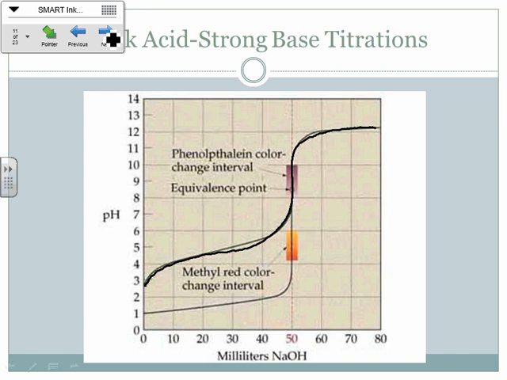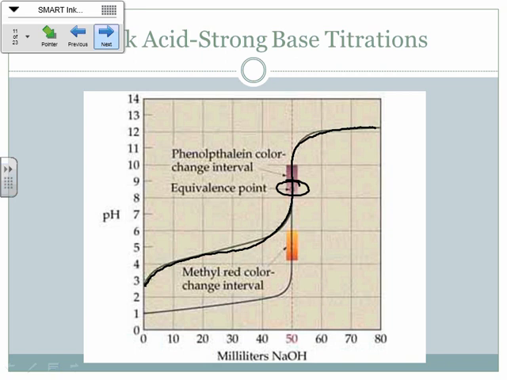The other thing you would notice is that the curve is less drastic. It's less steep here at the equivalence point. Now, there's one other thing that you might notice here. Where is the equivalence point on this one? The pH at the equivalence point is not 7. Well, why is that?